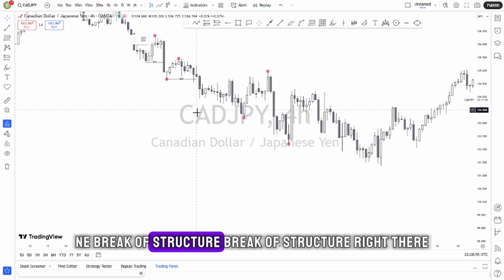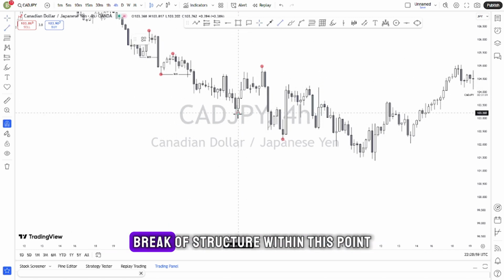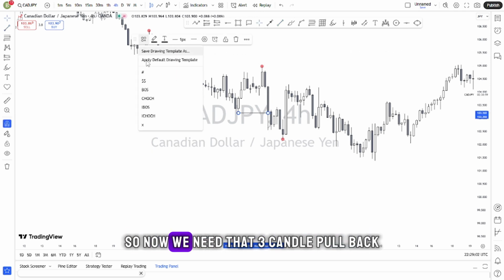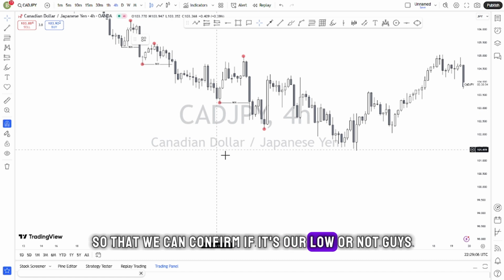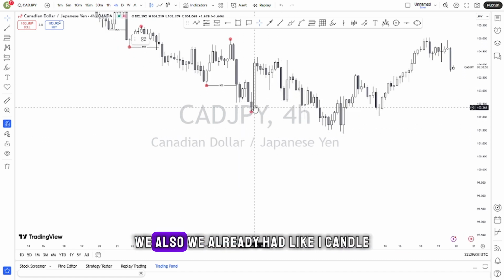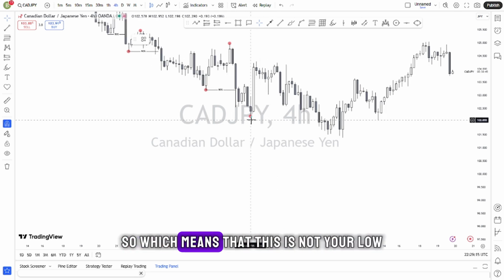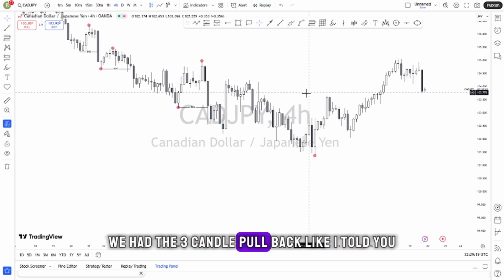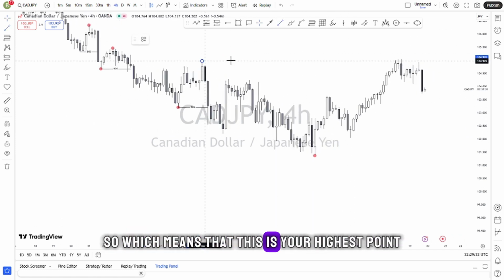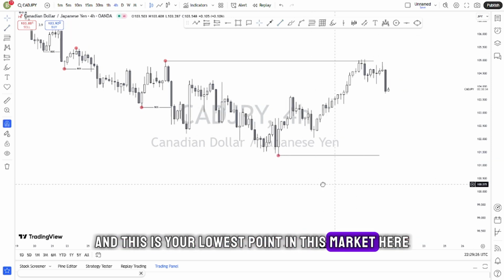Now, break of structure, break of structure right there, market pushes down, 3 candle pullback, break of structure within this point. So now we need that 3 candle pullback so that we can confirm if it's our low or not, guys. As you can see here, we already had 1 candle, and then the others just flatlined. Which means that this is not your low, this is your lowest point. As you can see, we had the 3 candle pullback like I told you. So this is your highest point and this is your lowest point in this market here.